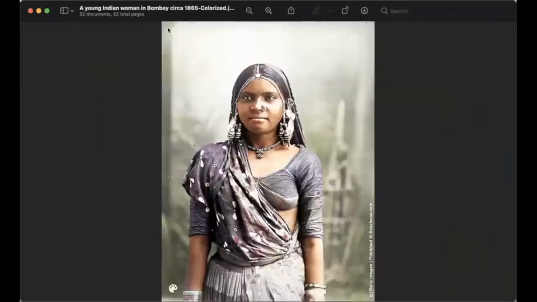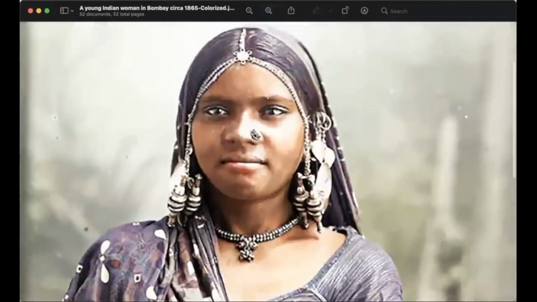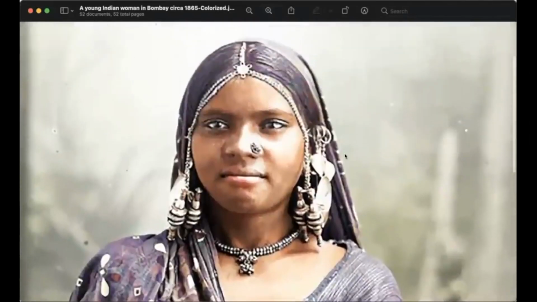This is a young Hindu woman from Bombay, 1865. A Hindu. These are the slaves that they were bringing, the Moors that they were bringing from Asia.